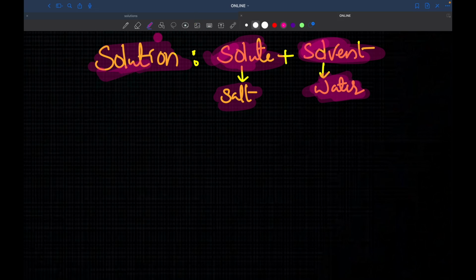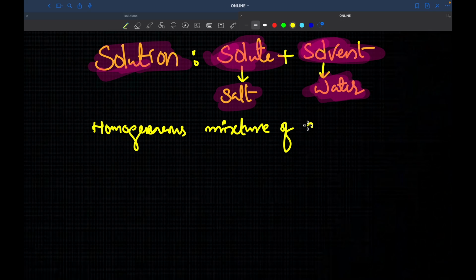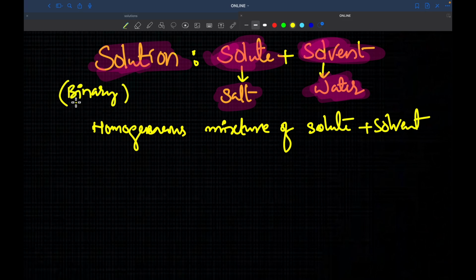So I can write here, it is the homogeneous mixture of a solute and solvent. So this is what you call a solution. If you have only two components, one solute and one solvent, the solution is specially called a binary solution. Bi means only two components are there, that's why you call it a binary solution.